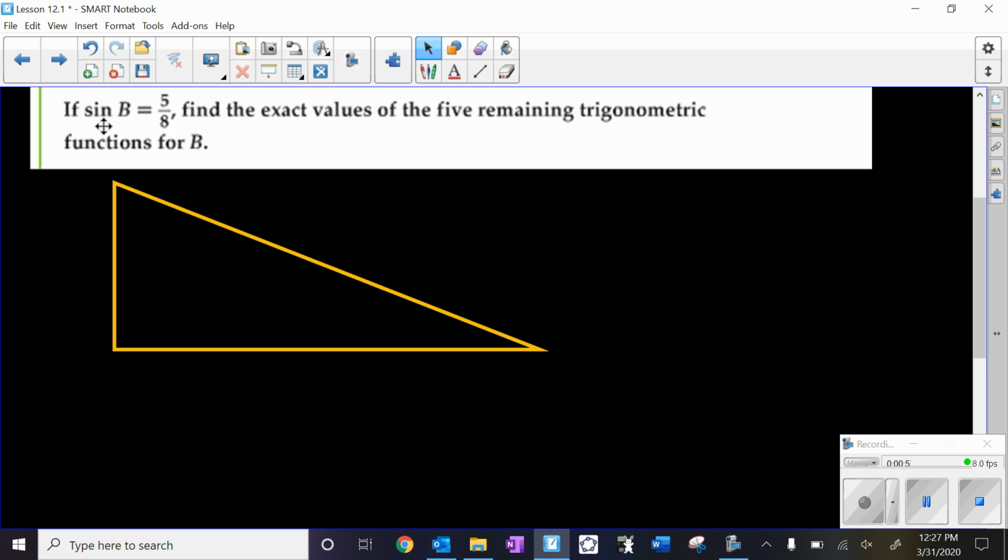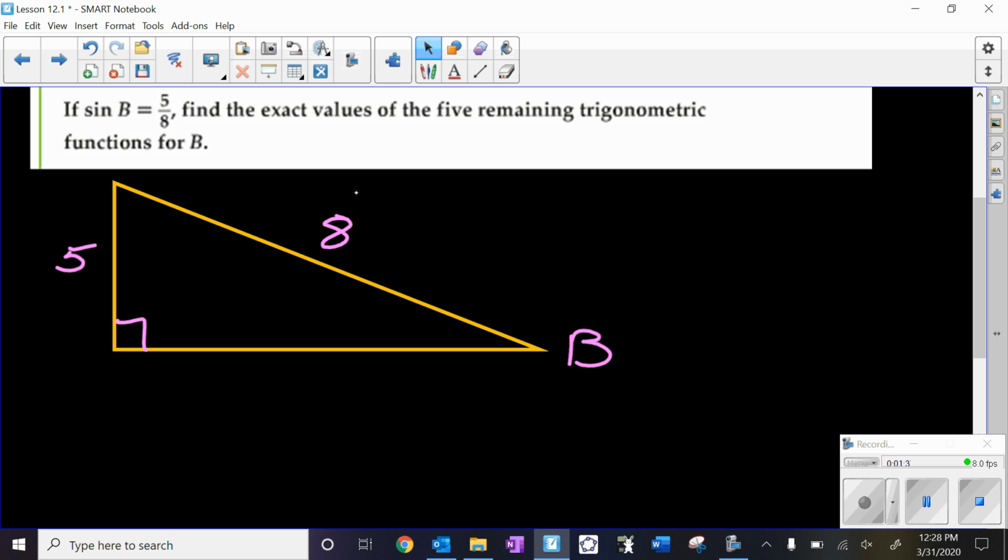So remember, if all they give me is sine of B, sine of an angle measure is equal to the opposite over hypotenuse. So I'm going to say I have angle B somewhere on a right triangle, and I know that the opposite side length is 5. So opposite of B, I have a side length of 5, and 8 would be considered my hypotenuse. The hypotenuse is across from the right angle, so we would say that this is 8.